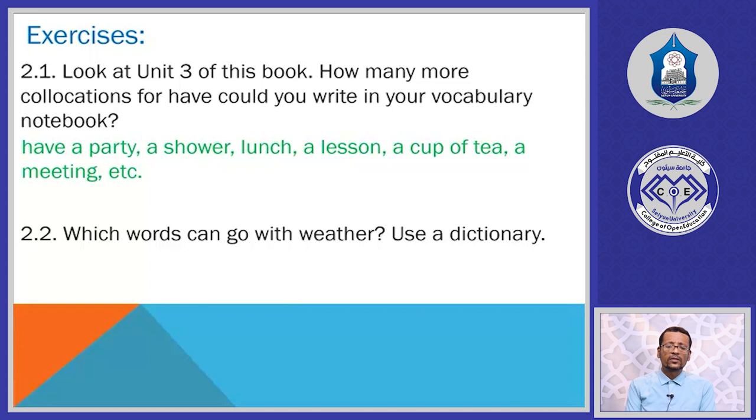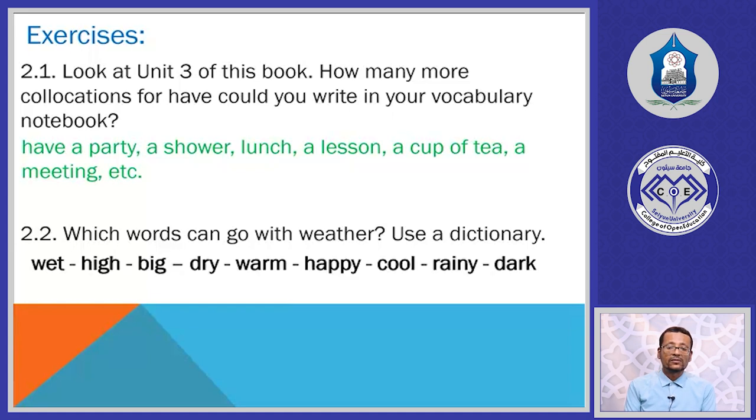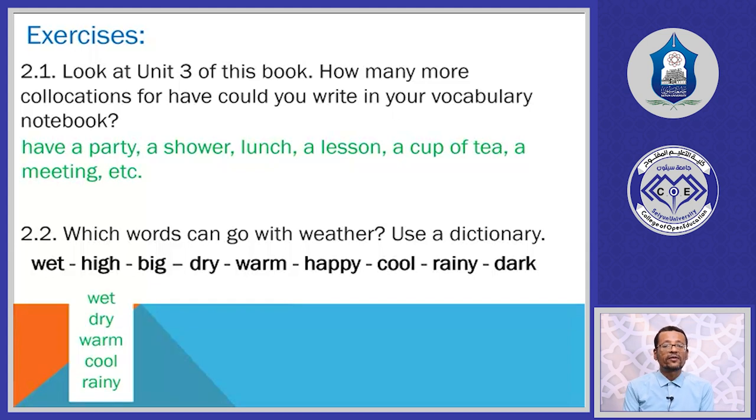Another exercise in the book: which words can go with weather? So again, this is a family. If you remember, we call it a word family. Under it there are many other words, like what words? These words are related to weather: wet, dry, warm, cool, and rain. But a word like happy, a word like big, doesn't belong to the weather family. So in these two exercises, in the first one we use a diagram, and in the second one we are using word families.